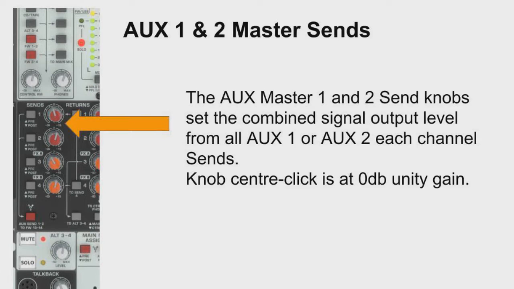The combined signal from each channel auxiliary send is mixed at the master send of the auxiliary bus, and the master outgoing level is determined by the auxiliary master 1 and 2 send knobs. Again, the center click is 0 dB unity gain, and we can have overall less auxiliary send or more gain being sent to the outputs, just like a master fader on the mixer.